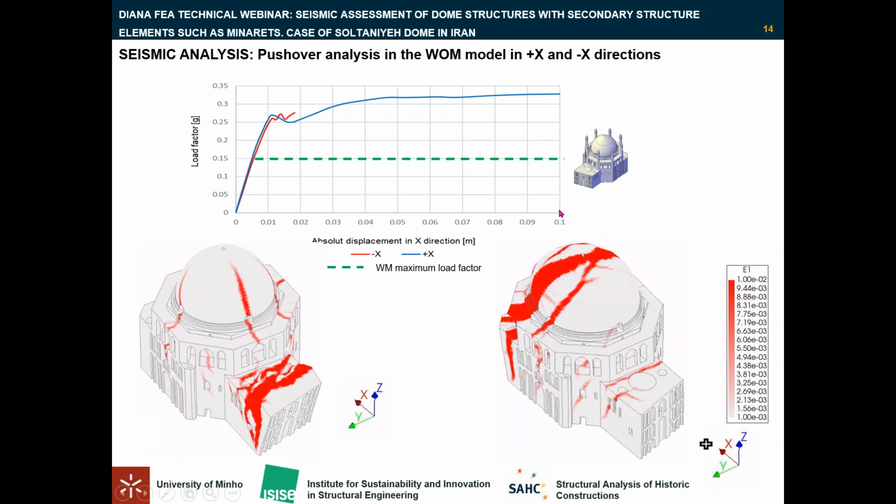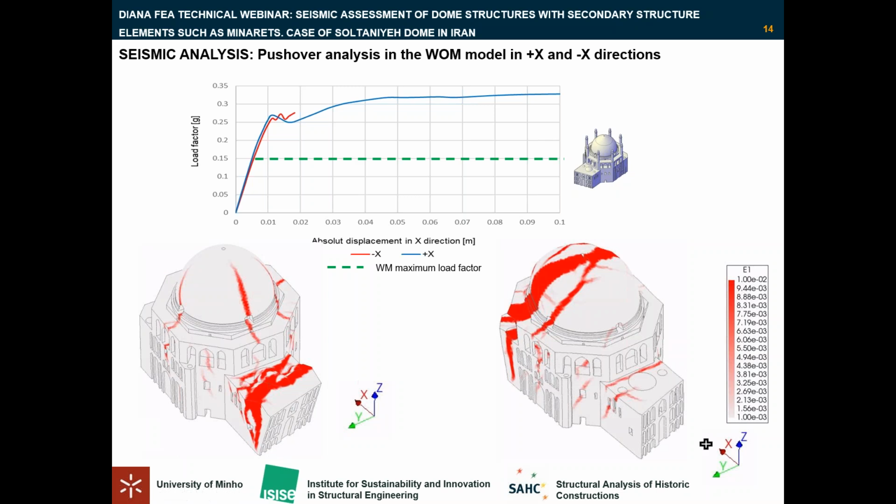So in general, the damage is primarily concentrated within the dome and the north corners in the positive X direction. We can see here the north part of the dome and the north corners are severely damaged in the positive X direction pushover analysis. And in the negative, we can see that the severe damage happens in the tomb part.